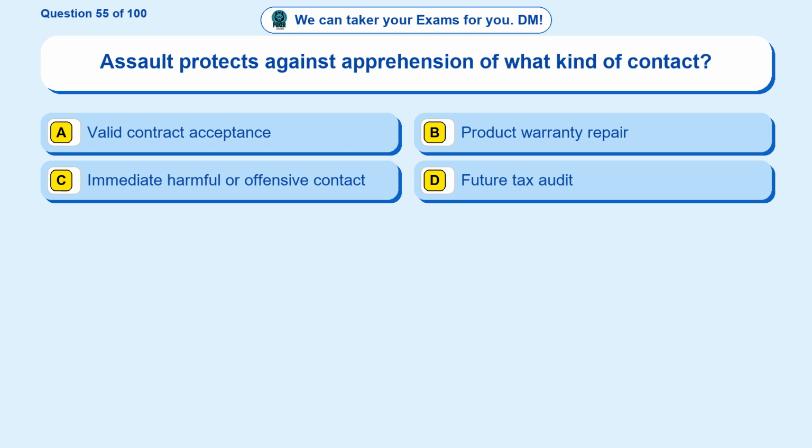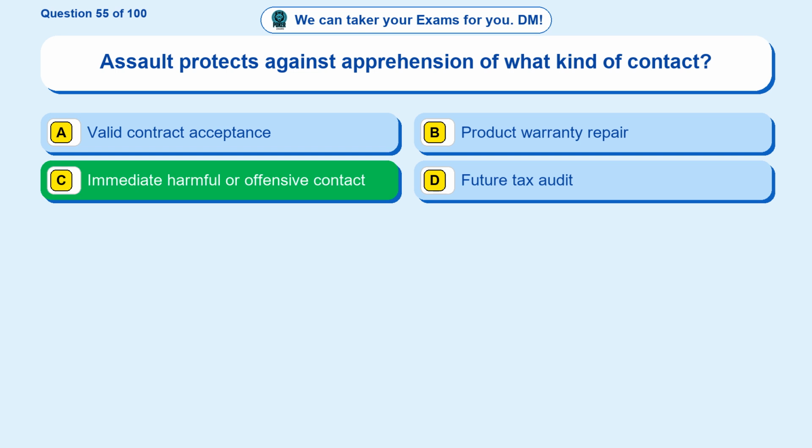Question 55. Assault protects against apprehension of what kind of contact? Option A, valid contract acceptance. Option B, product warranty repair. Option C, immediate harmful or offensive contact. Option D, future tax audit.